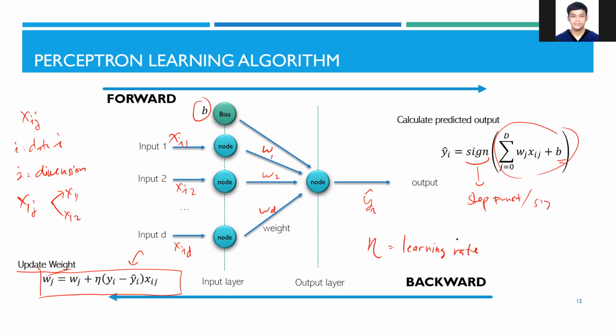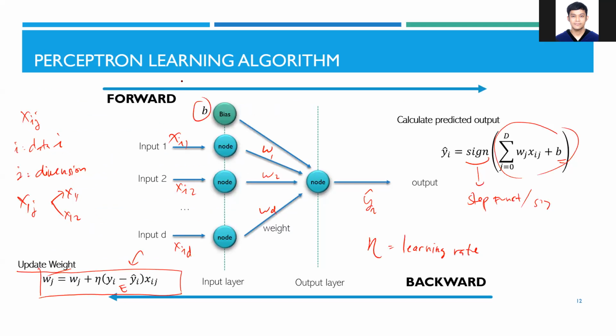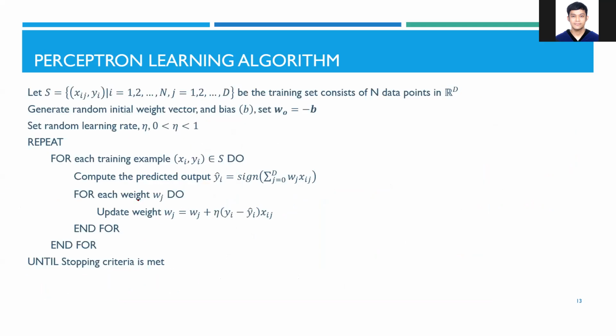Learning rate is a parameter that we can set. This is the difference between the real actual value and the predicted value, so this is the error, times the input. Very simple. Okay, so this is the perceptron learning algorithm. Basically it is still the same: we do forward, we do backward several times until the stopping criterion is met.